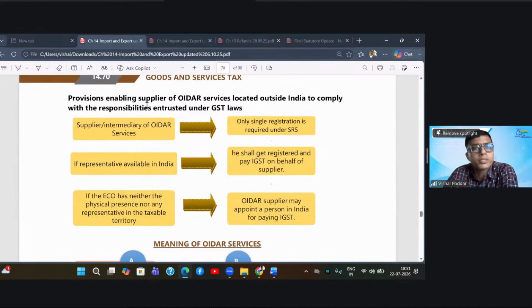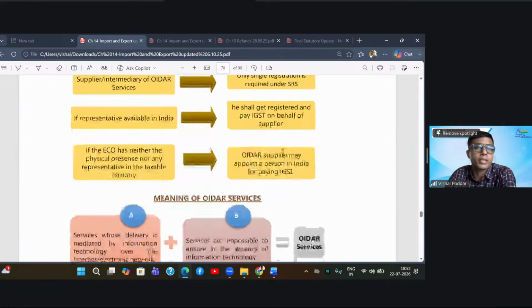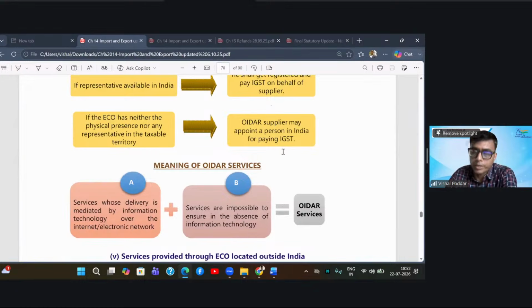Now, a person enabling the supplier of OIDAR services located outside India to comply with responsibilities entrusted under the GST law. So wherever the supplier of OIDAR services is outside India, the following are the important provisions. First, the supplier or, wherever the case may be, the intermediary of such OIDAR service, they have to take registration under the simplified registration scheme. If they have appointed a representative, he shall get registered and pay IGST on behalf of the supplier, that is online gaming, online OIDAR service.